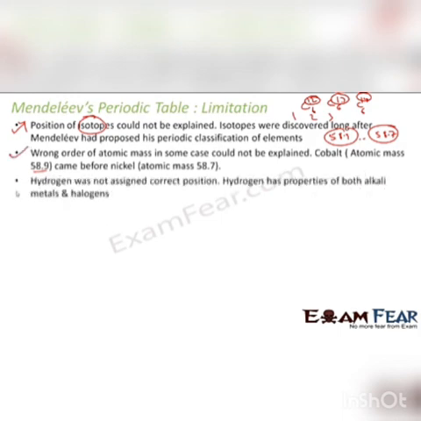Also, hydrogen was not assigned a correct position because hydrogen has properties of both alkali metals and halogens. If you see, hydrogen behaves like chlorine a lot of times and also behaves like sodium, right? So what should be the position of hydrogen was not confirmed, because his classification of the groups was based on the way elements react with hydrogen, or the way elements react with oxygen, right? With this, hydrogen behaves both as an alkali and a halogen. So the position of hydrogen was not clear.